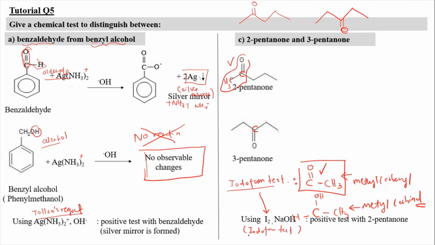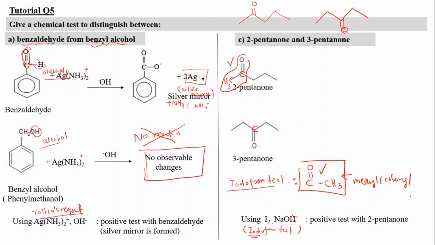Okay, the name is iodo, so it uses iodine. It's used to detect methyl carbonyl in chapter 9 and methyl alcohol or methyl carbinol in chapter 8. So yes, both can be used. Okay, so let us do the equation for the reaction.